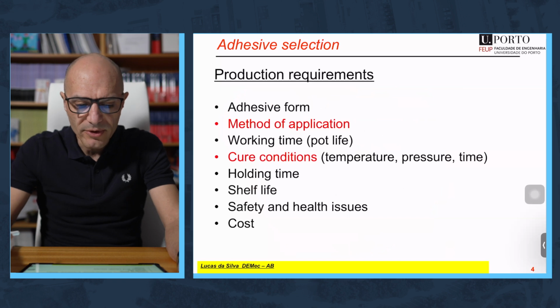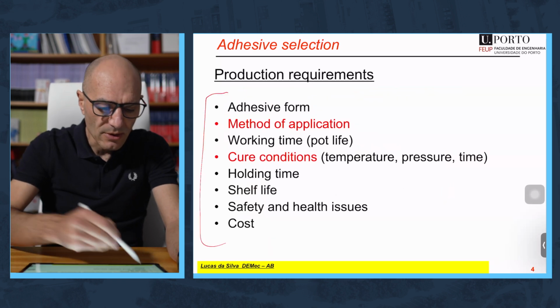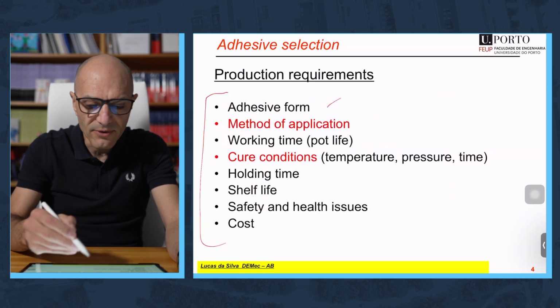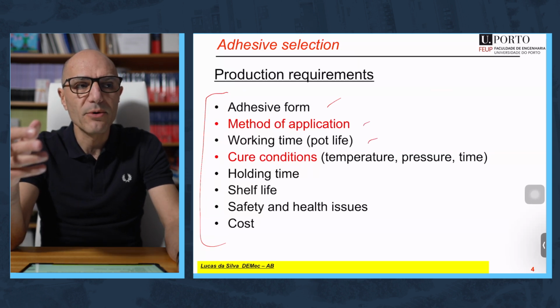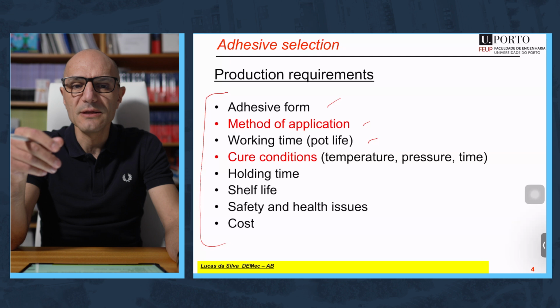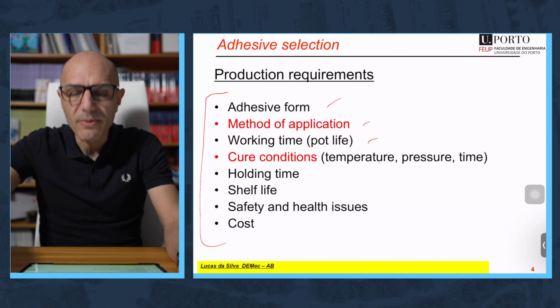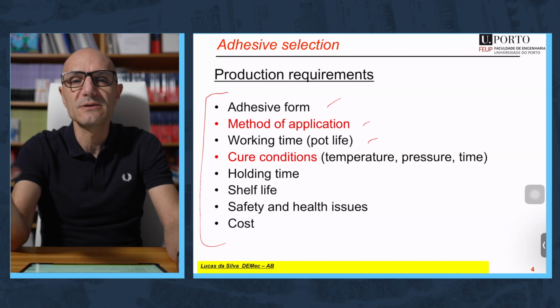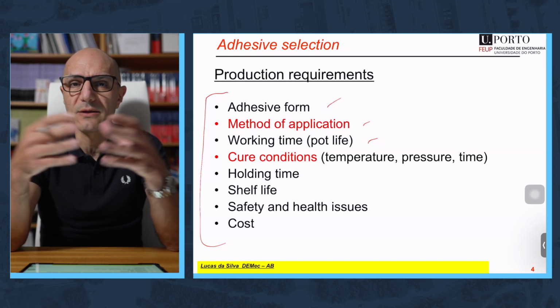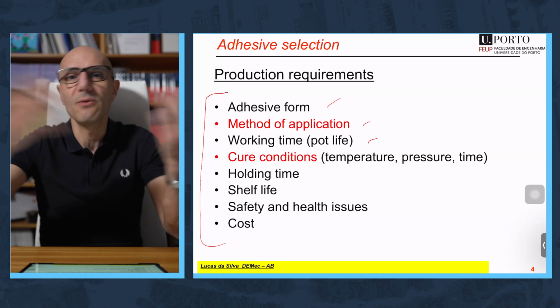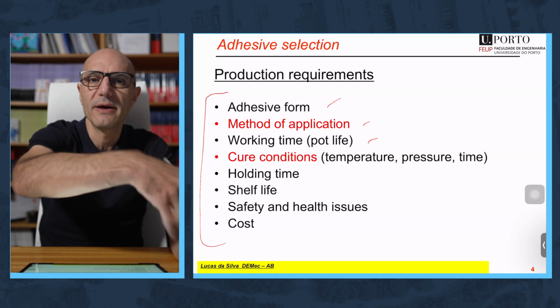Concerning the production requirements, there are many points that we should take into account: adhesive form, method of application, working time or pot life. That's an important one. After you mix the adhesive, you have a certain time to apply it before it hardens. Some of them we are talking about seconds, for example, cyanoacrylate, the superglue. Others you have hours, so you have plenty of time to apply the adhesive.